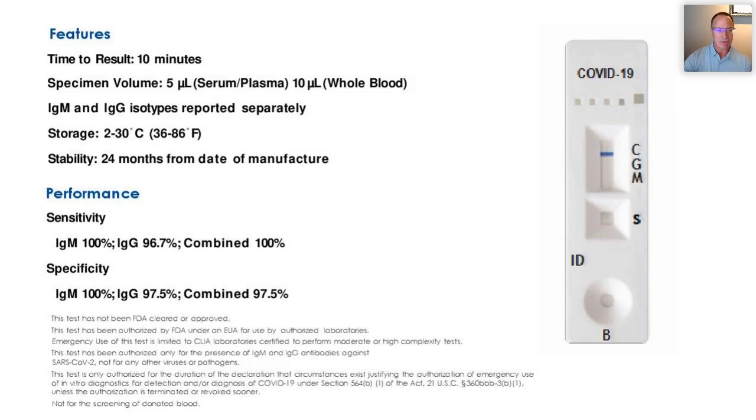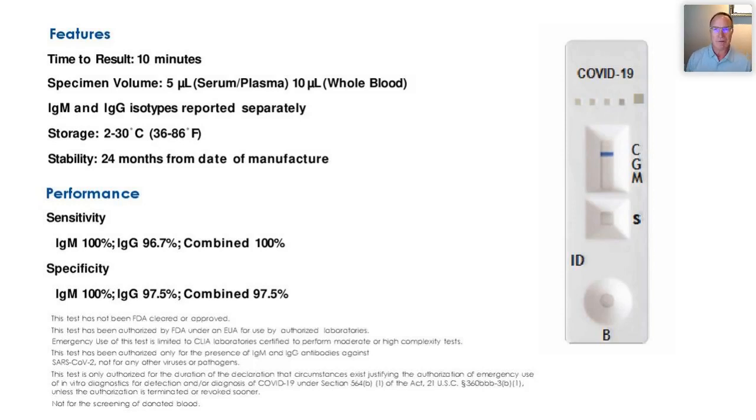Specificity, true negatives, right? If you don't have coronavirus, how accurate is that call? On IgM, 100%, IgG 97.5, combined they give it a 97.5. This is what the FDA has written their EUA authorization on, based on these numbers.